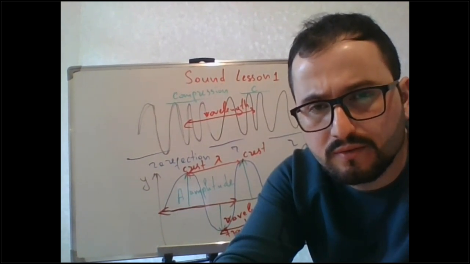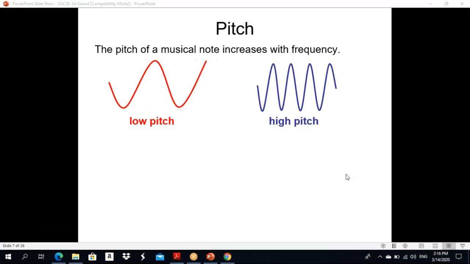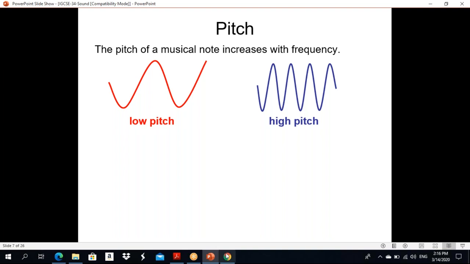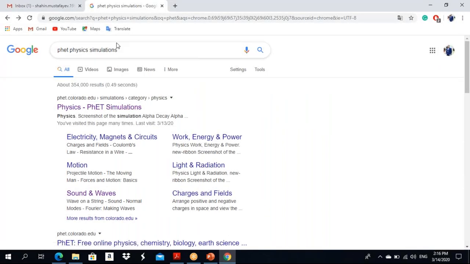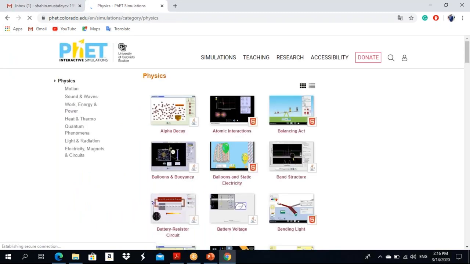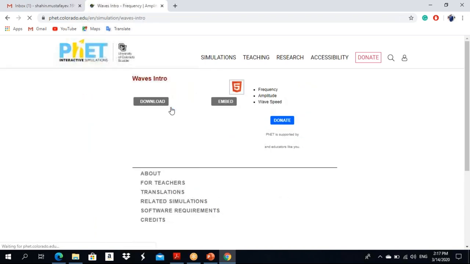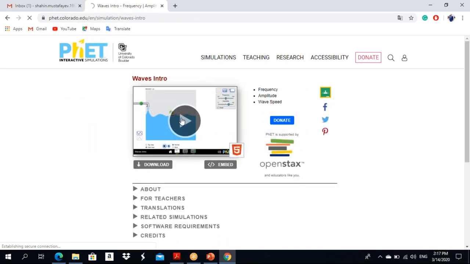So write PhET physics simulations, and click the first one. Okay, Sound and Waves. Click this one. Follow me, please. Then the Waves Introduction part, the first one. So click it.